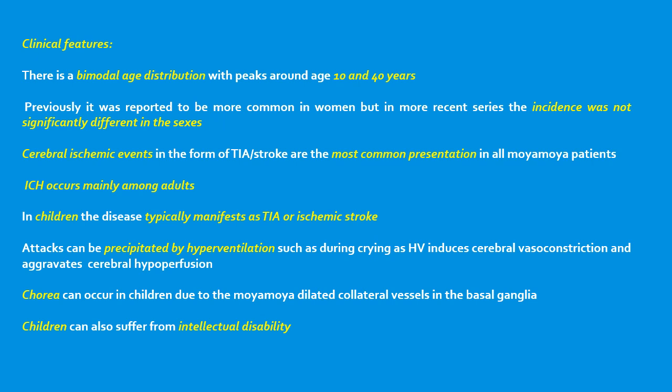Attacks can be precipitated by hyperventilation, such as during crying, as the hyperventilation induces cerebral vasoconstriction and aggravates cerebral hypoperfusion. Chorea can occur in children due to the Moyamoya dilated collateral vessels in the basal ganglia. Children can also suffer from intellectual disability.